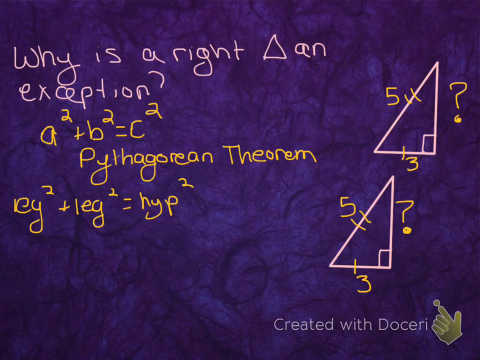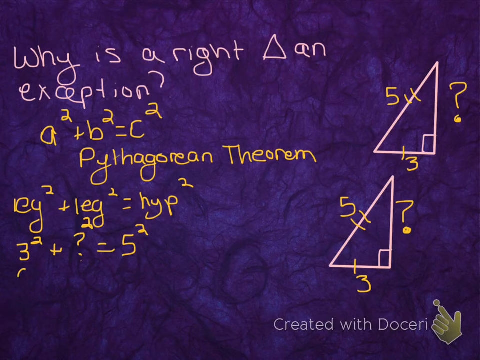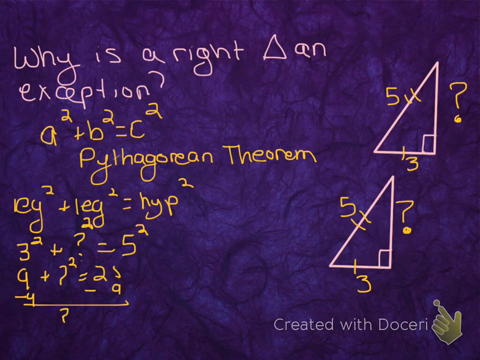So I'm going to use the leg that I'm given as my first one, so that's 3 squared, plus, I don't know what my other leg is, so we'll call it a question mark, because that's what I've put in here, equals the hypotenuse squared, which is 5. Now it's time to do some calculating and figure out what our question mark length is. So I'm going to have 9 plus question mark squared equals 25. Subtract 9 from both sides. I get my question mark squared is equal to 16.